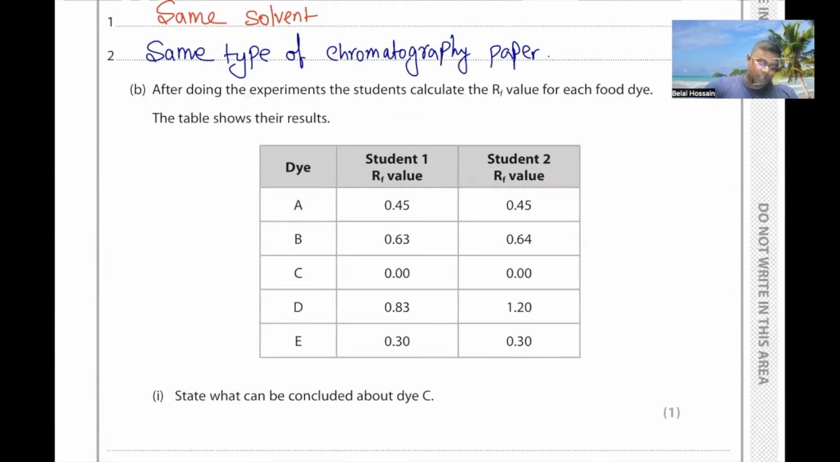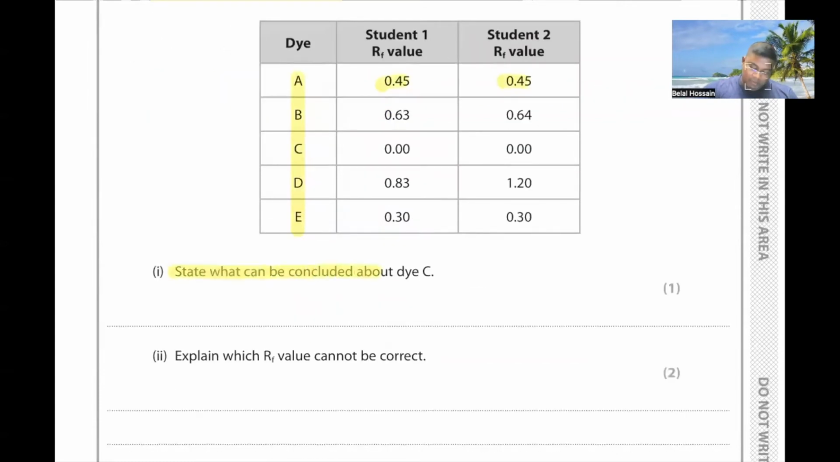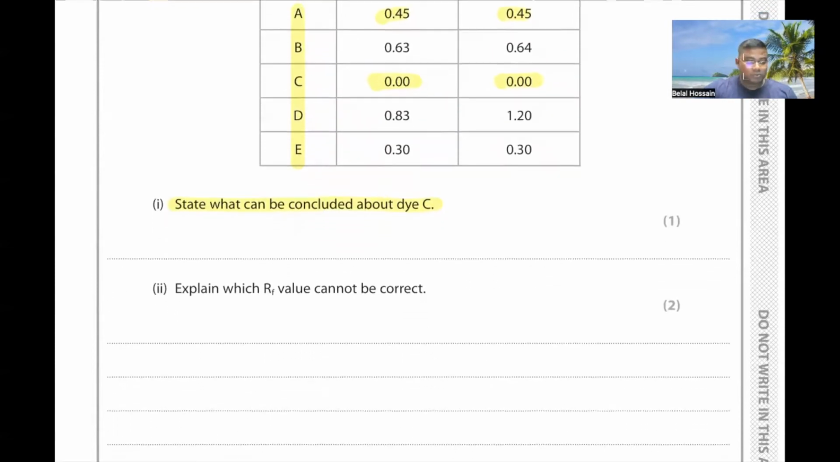Part B. After doing the experiments, the students calculate the RF value for each food dye. The table shows their results: A, B, C, D, E. State what can be concluded about dye C. Dye C does not dissolve in the particular solvent because it did not travel any distance from the place where we have placed it. So it does not dissolve. It is insoluble in the solvent.